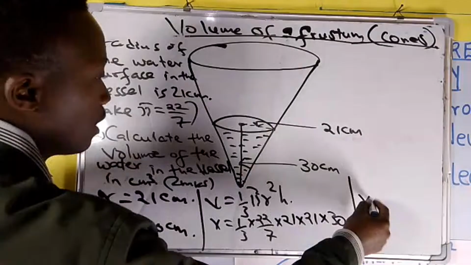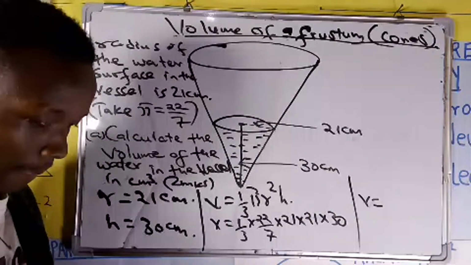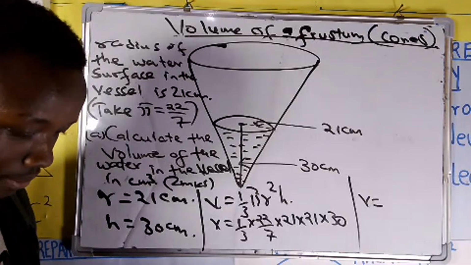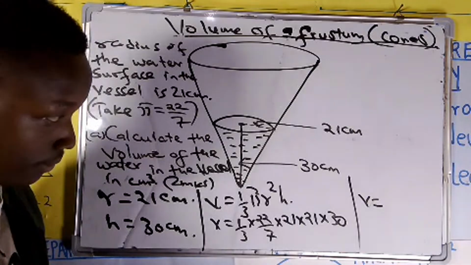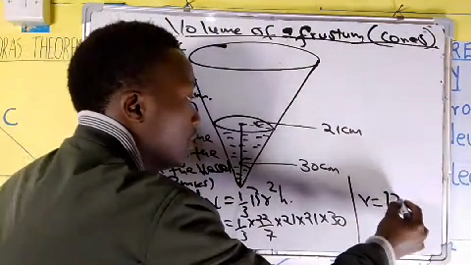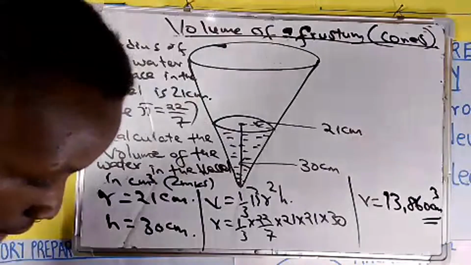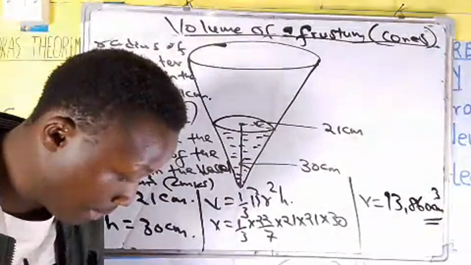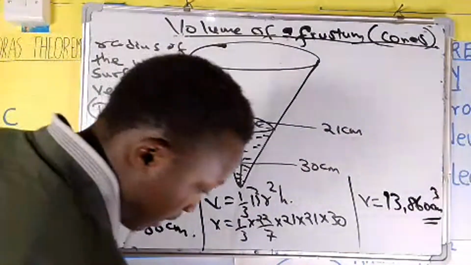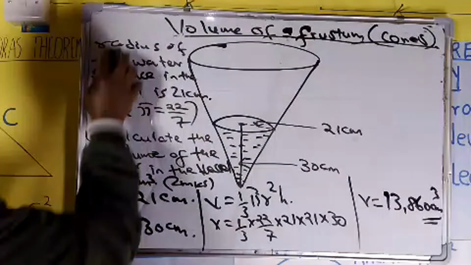And once we do that, we get our volume is a third times 22 over 7 times 21 times 21 times 30. It is going to be 13,860 centimeters cubic. The second question is asking, allow me to rub this part.